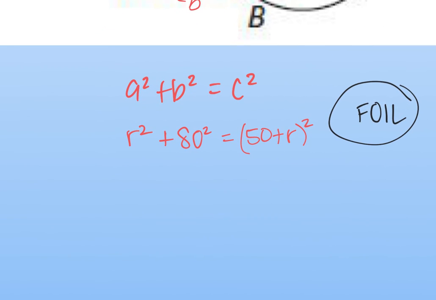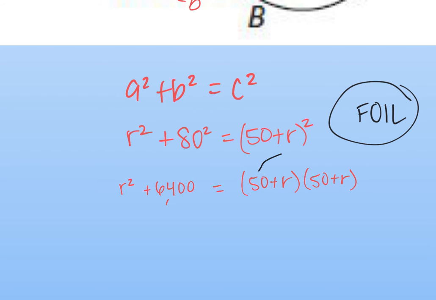So when we FOIL, check it out. We write it down twice. So 50 plus R and 50 plus R. Do you agree that's the equivalent of just squaring something? Okay. Now the other side, let's take care of it. R squared is just going to be R squared. What's 80 times 80? 6,400. Good. It's 6,400.